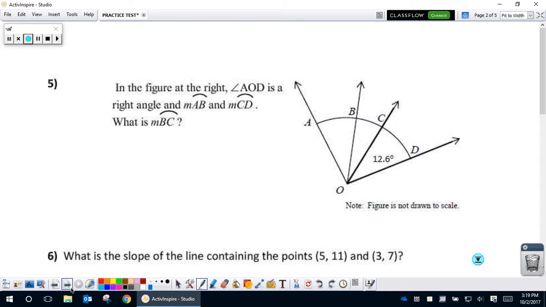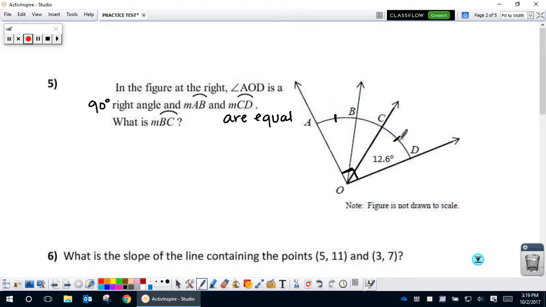Next page. All right, in the figure at the right, angle AOD is a right angle, so we know it's 90 degrees. You need to put this down. And we know that the measure of arc AB and the measure of arc CD, they should be telling us that they're equal. So maybe add that in. So the measure of those two arcs are equal. So arc AB is the same as arc CD.